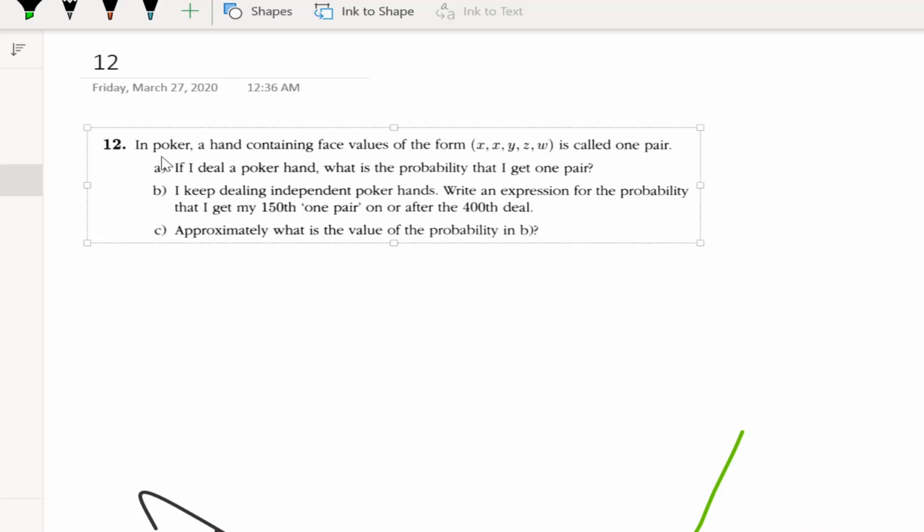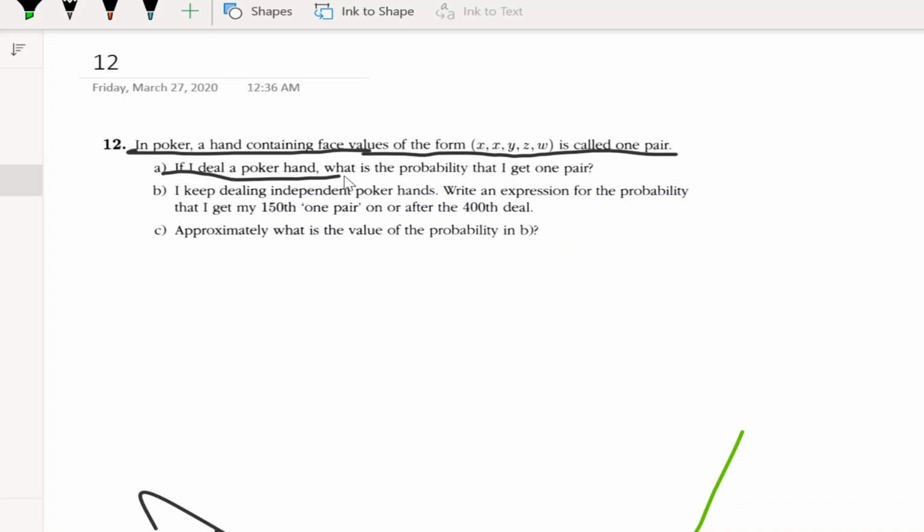Okay, so in poker, a hand containing face values of the form XXYZW is called one pair. If I deal a poker hand, what is the probability that I get one pair? Alright, this is fairly simple.